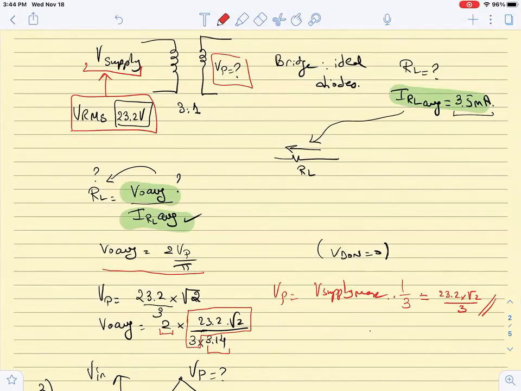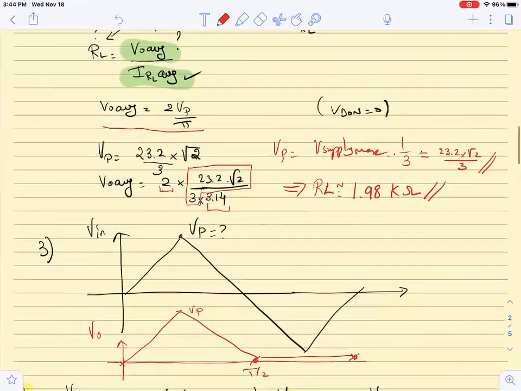And from VO average we can then plug in the equation for RL to be equal to VO average over I average, and we get RL to be around 1.98 kilo ohms. Okay, so therefore from the equation of VO average and from VP we can find RL.